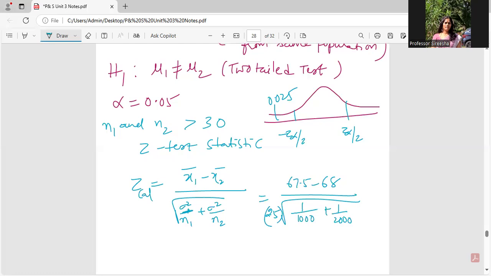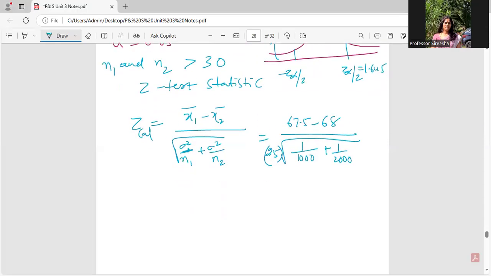Two-tail, so I should be a little cautious. This value turns out to be minus 5.16. You can clearly see it should be a left tail test because the first mean is less than the second mean. Minus 5.16. Now what is Z-cal? Z-cal is minus 5.16. What's Z tab for alpha by 2?